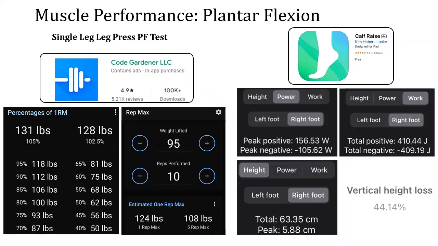And certainly you can also utilize the calf raise app with both of those previous assessments that will give you the heel height, the power, and the work, both positive and negative, as well as the vertical height loss as shown there.